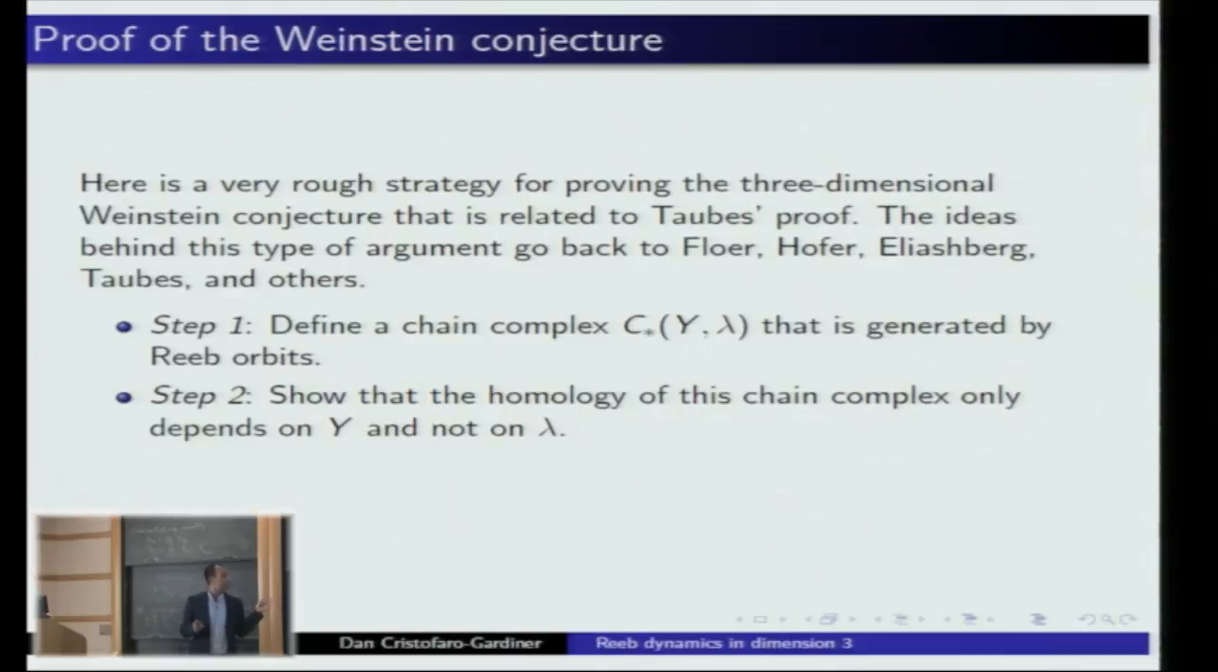And obviously, one can imagine that this is going to be hard. There's certainly a lot of art in picking a chain complex differential so that the homology is an invariant. Because again, what you want to think of is that I have lots of different contact forms, and they all have different Reeb vector fields, and they all have different Reeb orbits.